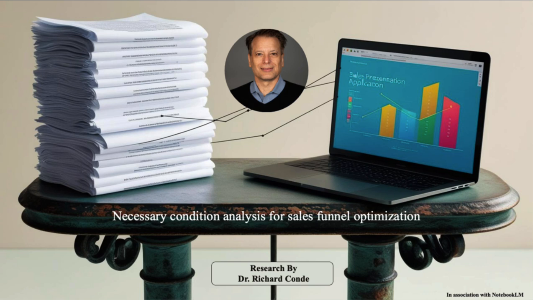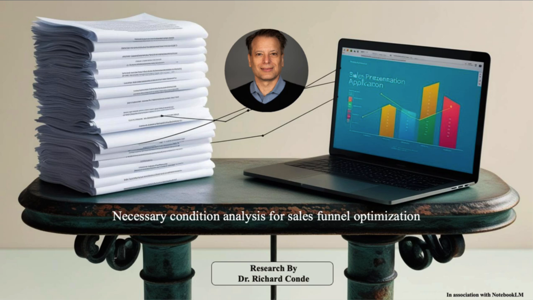This is all incredibly insightful, but I have to admit, I'm wondering how we actually put NCA into practice. It sounds like it requires a lot of data and analysis. Is this something a sales team can even handle on their own? It might sound complex, but it's surprisingly manageable. There are clear guidelines and methodologies for implementing NCA across the sales funnel. And the good news is you don't need a PhD in statistics to get started. Okay, so walk us through it. Where do we begin?